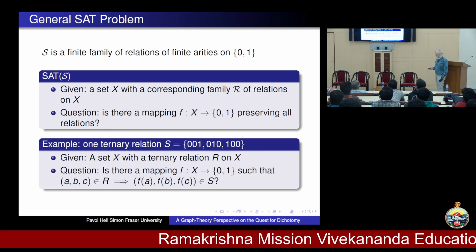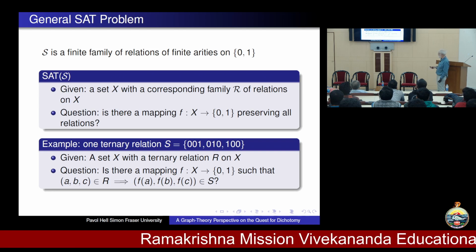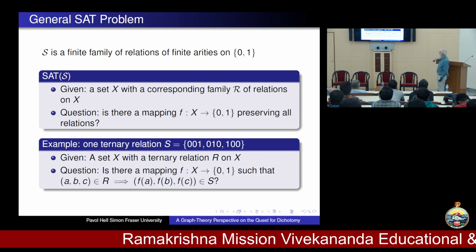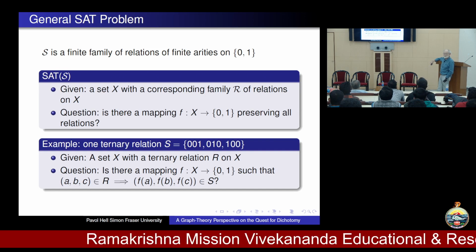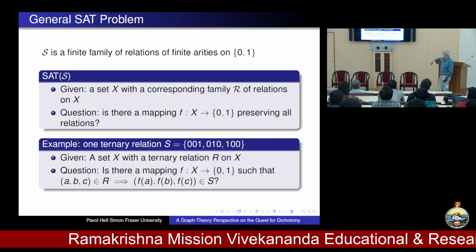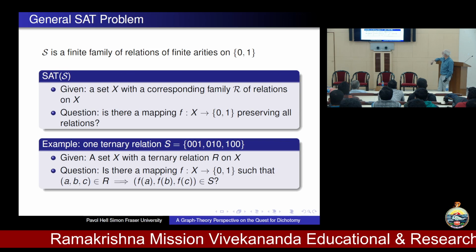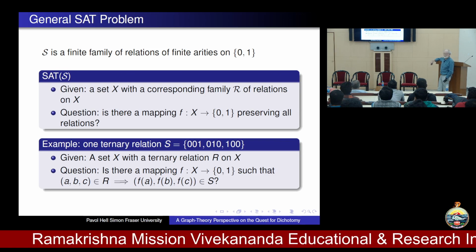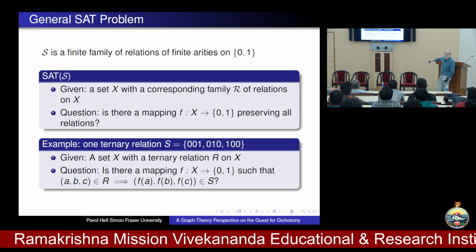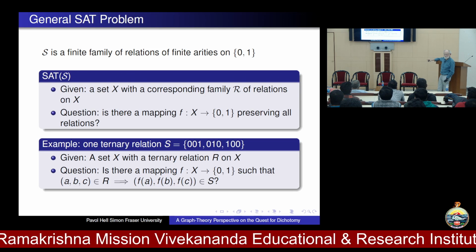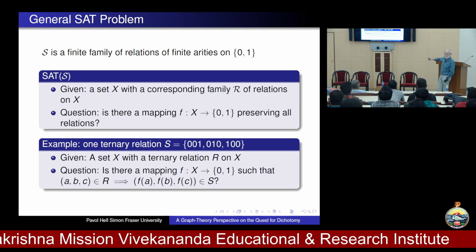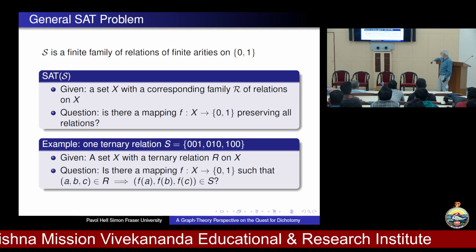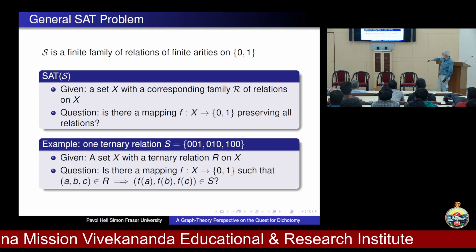So I want to give an example. Suppose we have one ternary relation on S, which consists of the triples 0, 0, 1, 0, 1, 0, and 1, 0, 0. I wrote them as strings, but they should really be vectors, bracket 0, comma, 0, comma, 1, bracket. And so what about it?